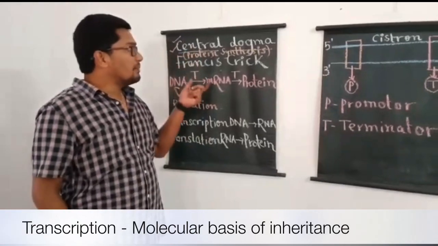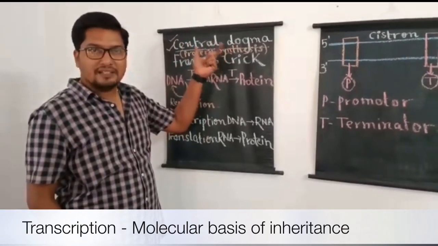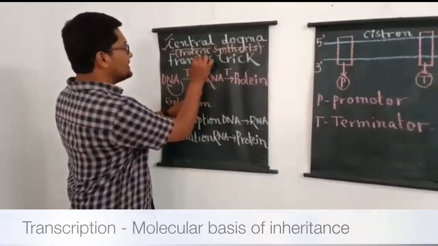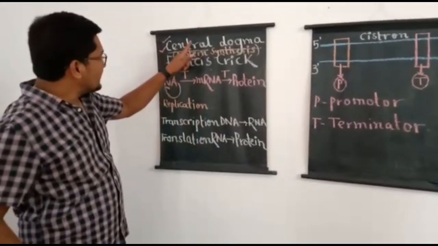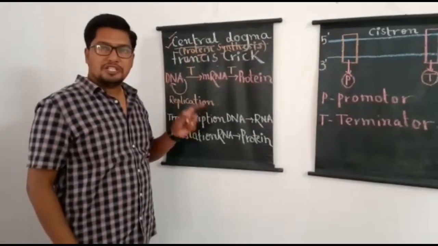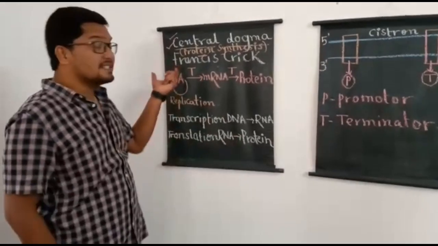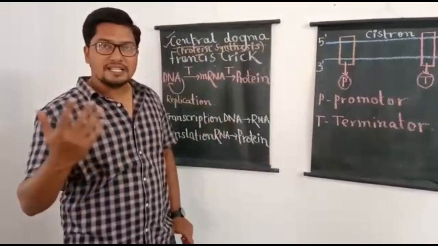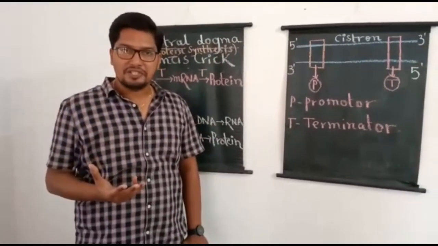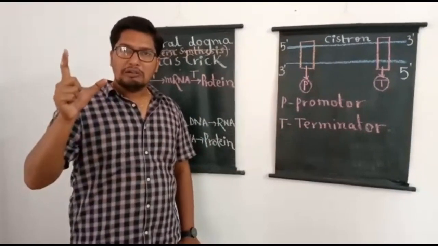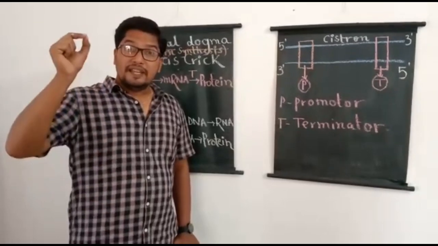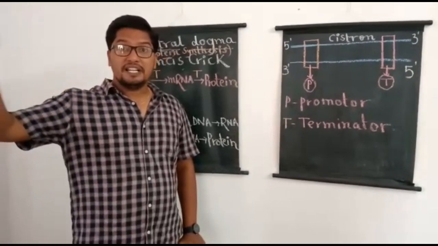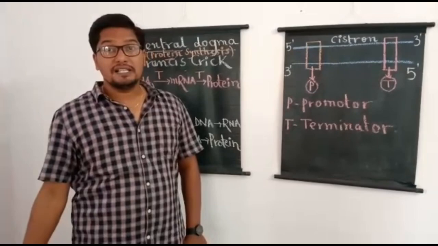In molecular biology, central dogma explains the process of protein synthesis, and it was proposed by Francis Crick. In very simple terms, what is central dogma in molecular biology? Central dogma explains the direction of flow of genetic information in biological systems.